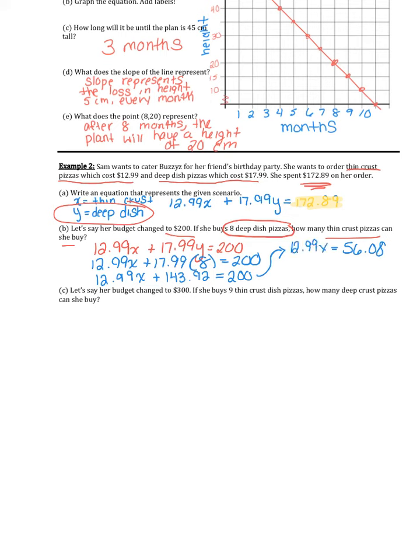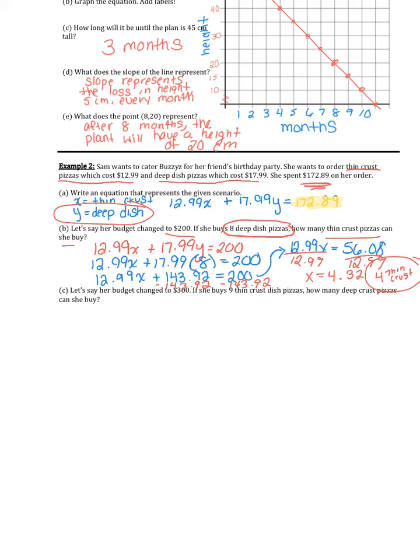Okay, and all I did was I subtracted the 143.92 from both sides. And so now I'll divide both sides by $12.99. Let's see how many I can get. Divided by $12.99. And we get a decimal. X is equal to 4.32. Now I can't buy 0.32 of a pizza, so my answer would just be 4. 4, and we're talking thin crust. So there's my final answer.